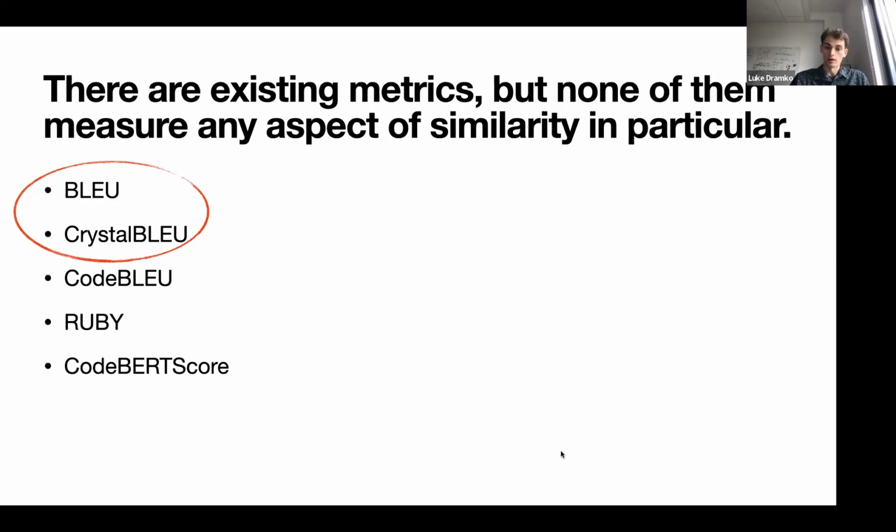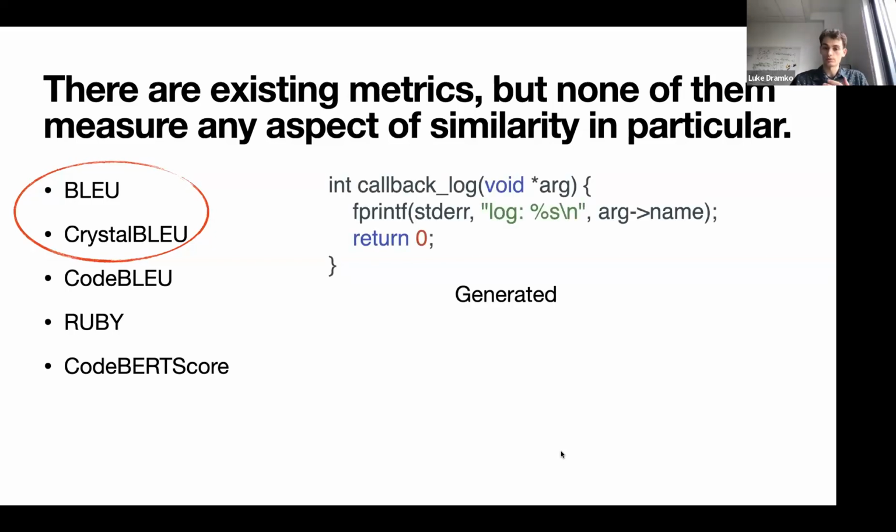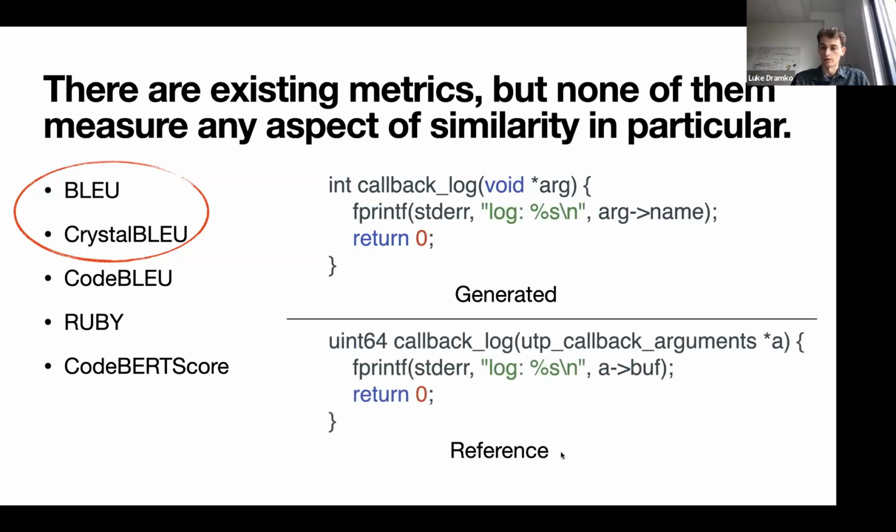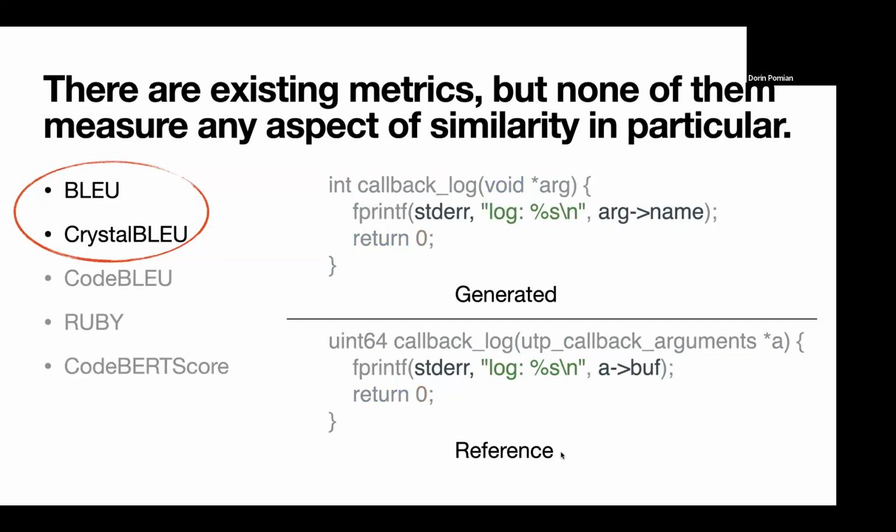So we'll take a look at what this might look like. Here's a hypothetical piece of generated code, and here's a hypothetical piece of reference code. And just for simplicity, we'll take a look at just a few.